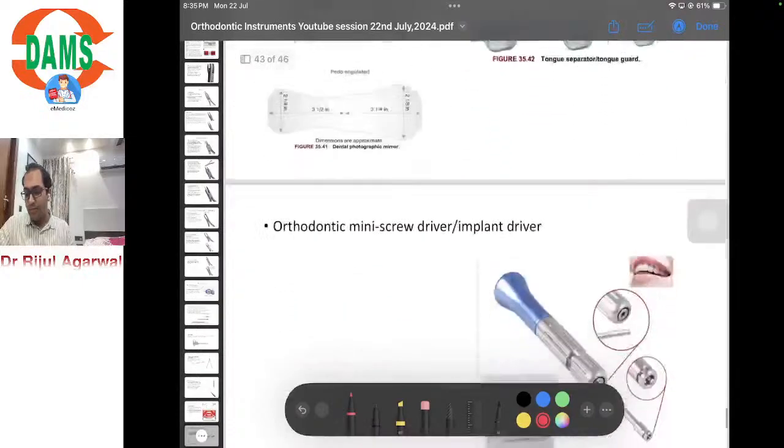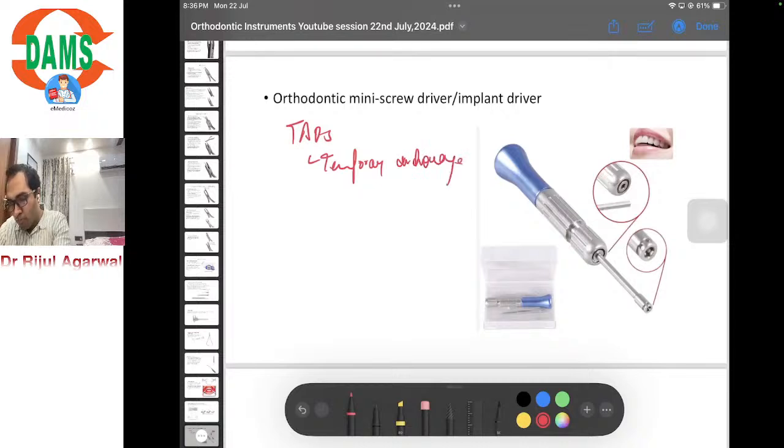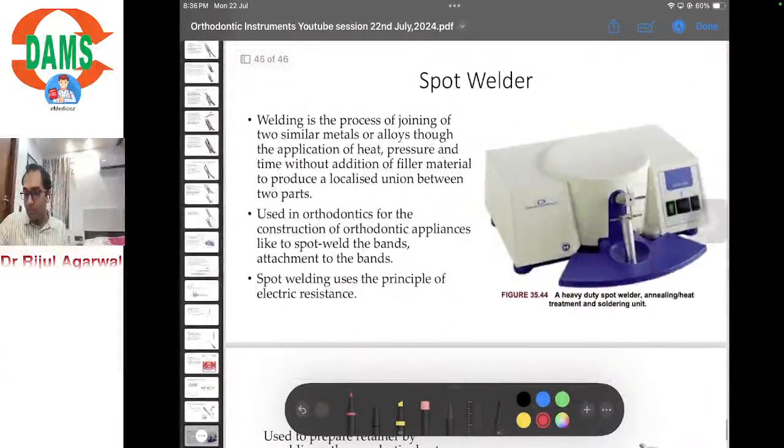Yes, this is the important instrument, that is the orthodontic mini screwdriver or implant driver, used for placing and removing TADs, that is, temporary anchorage devices. Okay, for mini screw TAD placement, the screw goes inside this tip and it's screwed inside the mouth, used for placing orthodontic mini screws or implants.